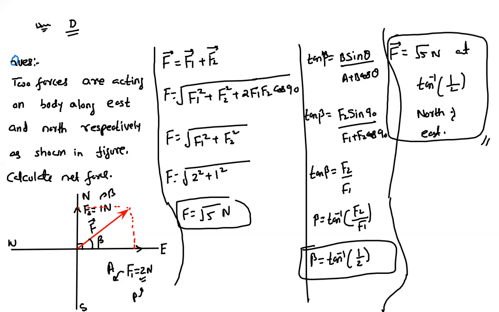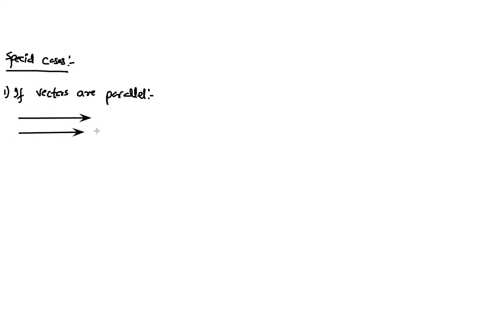So I'm erasing it. So these were two formula-based numericals. Then we have a few special cases in parallelogram law. The first case is if vectors are parallel. How would you use this parallelogram law if the given vectors are parallel? Like this is vector A and this is vector B.